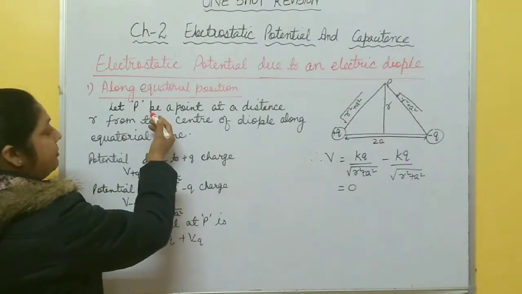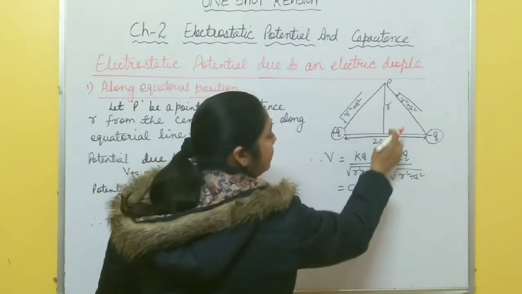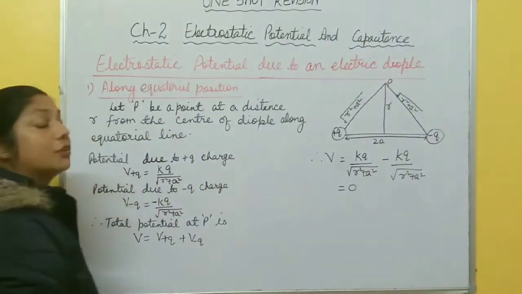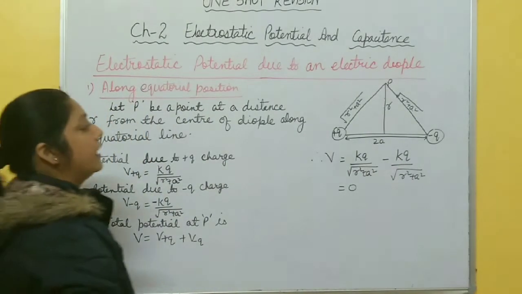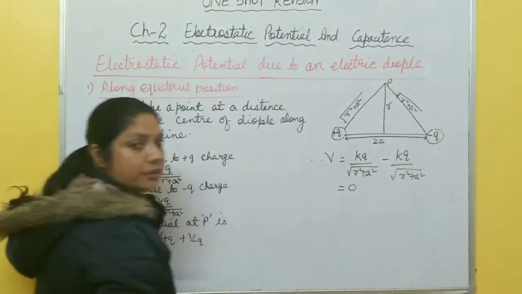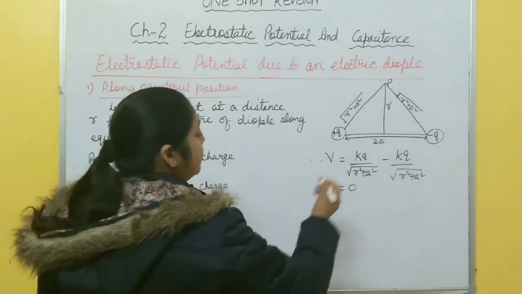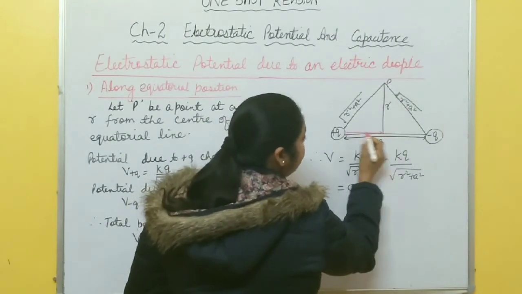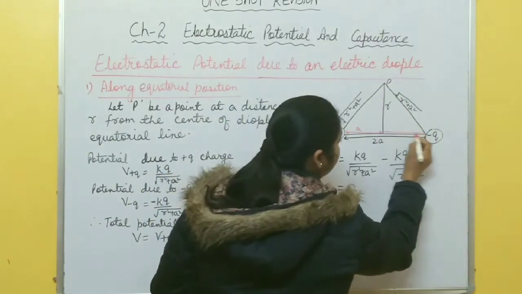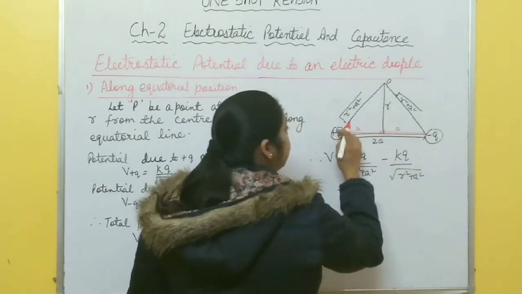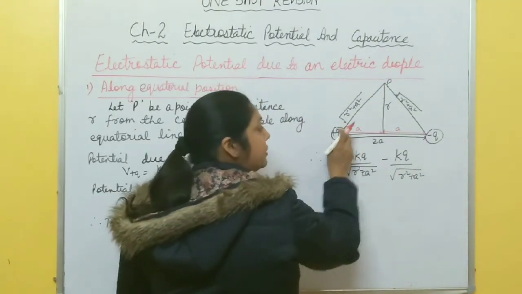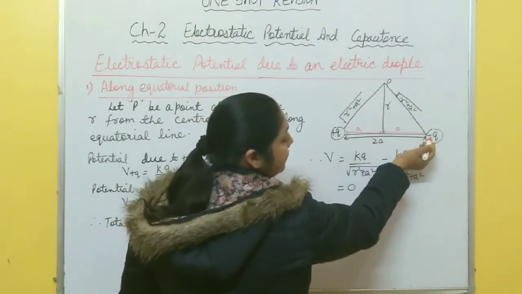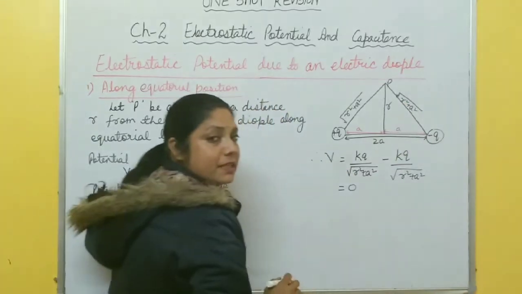So suppose P is a point at a distance r from the center of this dipole along the equatorial position, at which you have to calculate the electric potential. If this distance is r and, since it is a perpendicular bisector, this one is also a, this one is also a. It means the distance to point P from this plus q charge is under root r square plus a square. Here also, the distance from the minus q charge is under root r square plus a square.